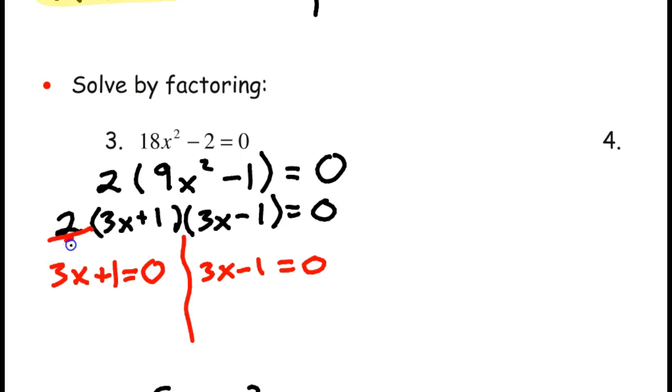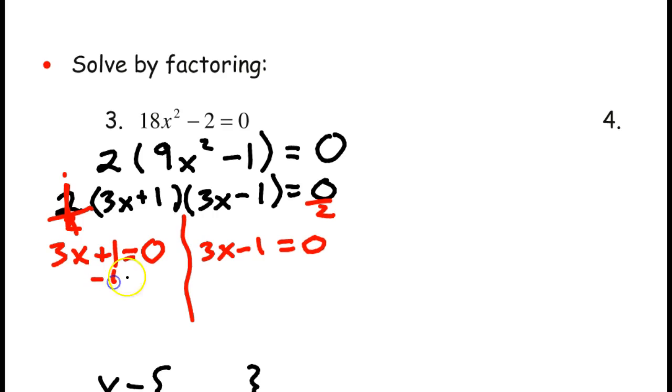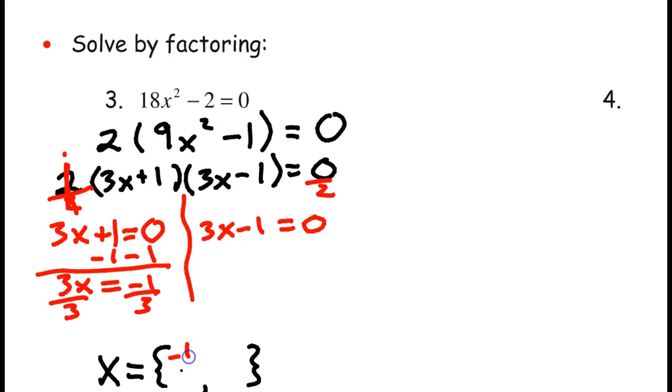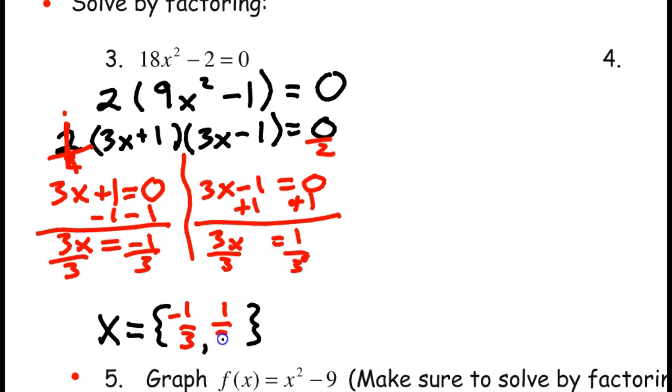And again, we don't care about this 2 because we can just divide by 2 on both sides. It equals 1, cancels out, and equals 0 here, so this 2 doesn't affect the answer at all. Subtract 1 on both sides, we'll get 3 times what equals negative 1. Divide by 3, so we get negative 1/3 for one of the answers. And in a similar way, we'll have the opposite on this side. We get positive 1/3. So if we graph this, they would intersect at positive 1/3 and negative 1/3 with the x-axis.